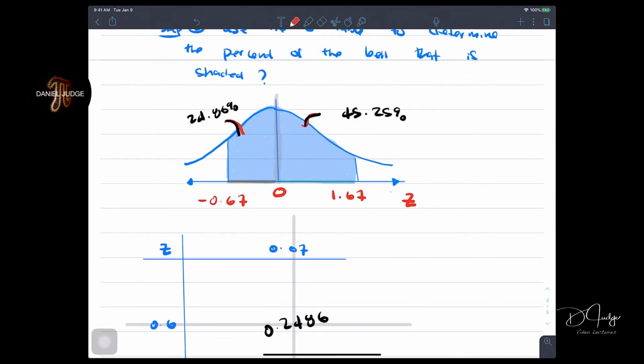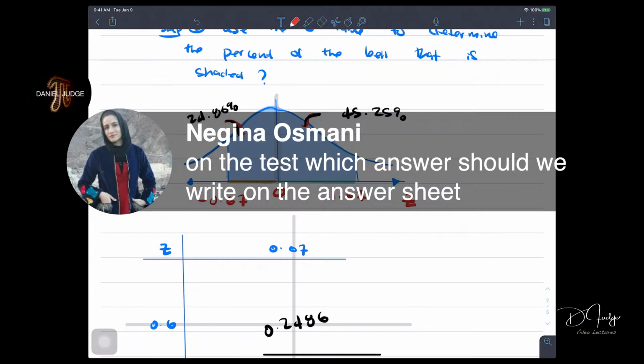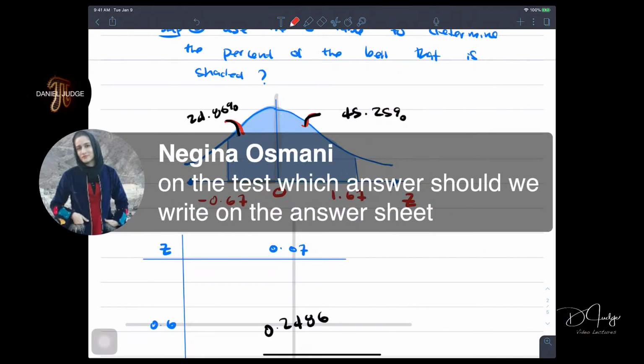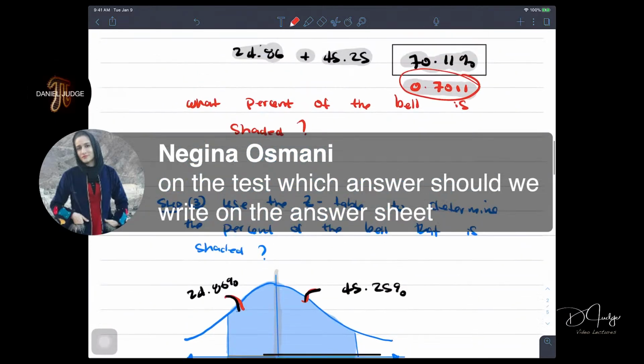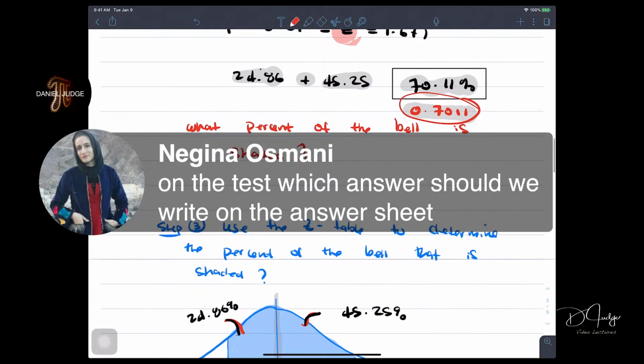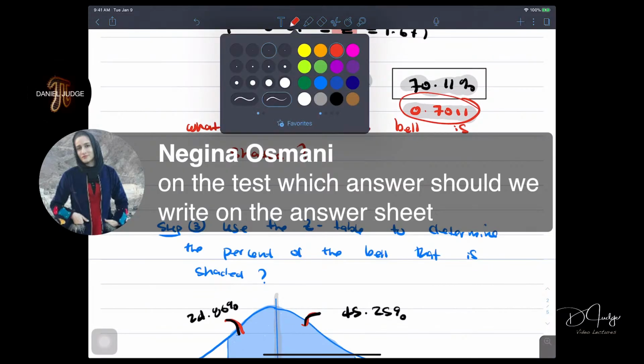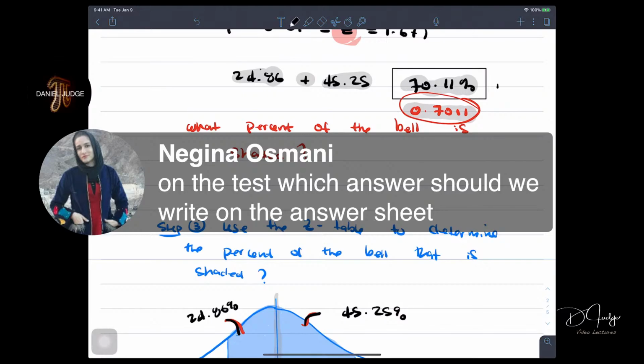Okay, we got a question here. On the test, which answer should we write on the answer sheet? That's a good question, Agina. If they ask you for probability, write the probability. If they ask you for percent, we're looking at it right here. If they ask you for percent, give the percent. So here, percent. Down here, probability. So essentially, you give them the answer that they asked for.